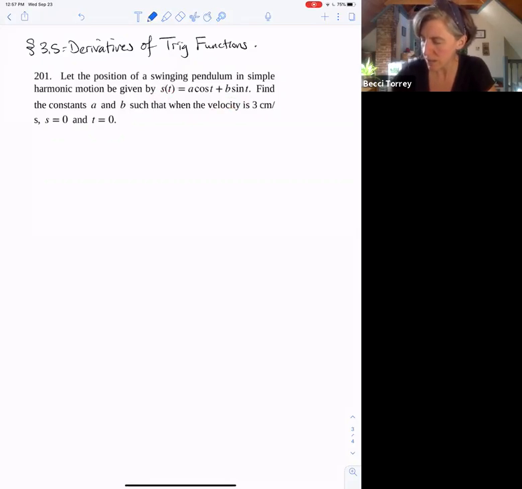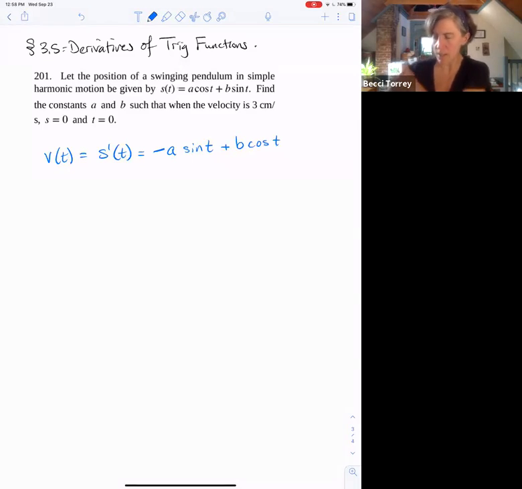So let's do this problem. v of t, the velocity, is equal to s prime of t, the derivative of s. And we see that s of t is a times cosine of t plus b times sine of t. So the derivative of cosine is minus sine of t. Don't forget your minus sign. So this is minus a times sine of t, whatever a is. And then plus the derivative of sine, which is cosine, plus b cosine of t. So that is the velocity function.